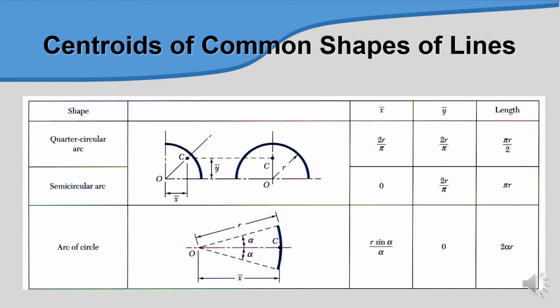This is the centroid of common shapes of lines. As you can see, the centroid is basically outside the line. So to get the value for a quarter circle arc, semicircle arc, or arc of a circle, you can use this formula, and also the length.